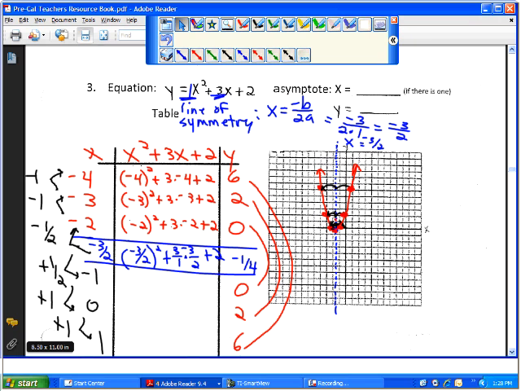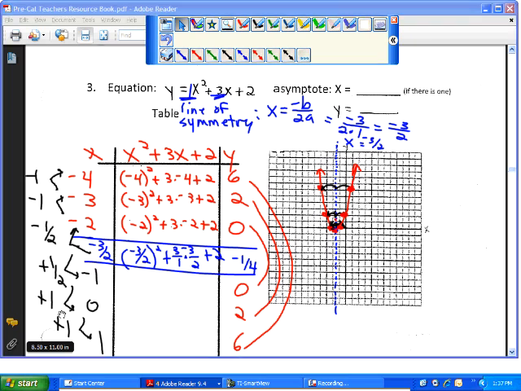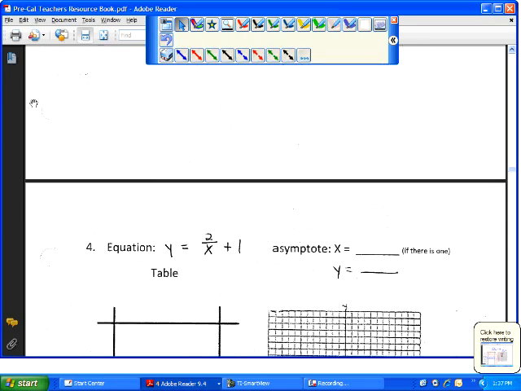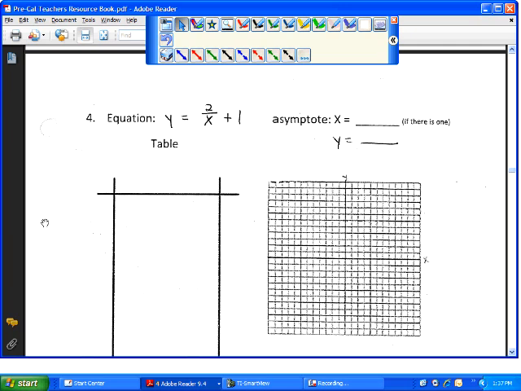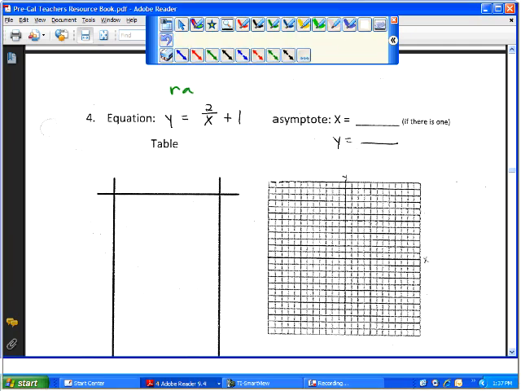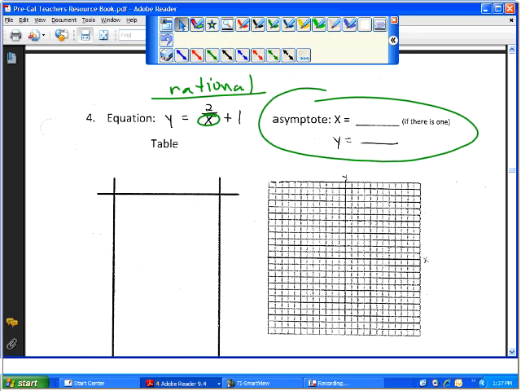All right, any questions on number 3? All right, well, we're getting close to out of time, so maybe we should stop there. Number 4 is another rational graph because it has a variable in the denominator, and so it will have asymptotes, and then we'll deal with that next time. Thank you.